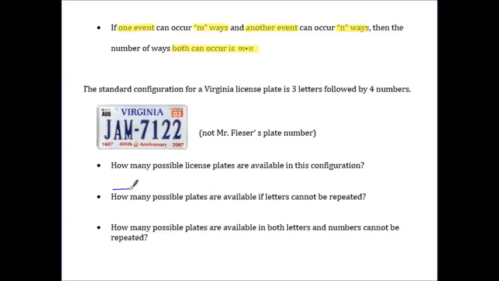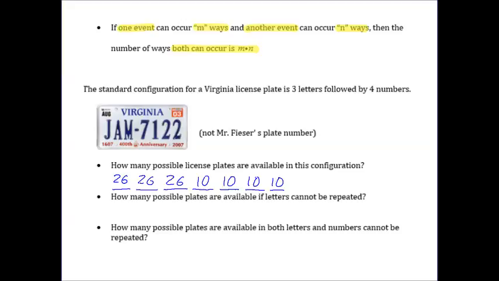For the first letter, we have 26 different possibilities, right? And then the same is true for the second letter and for the third letter. And then we start with our numbers. We have numbers from 0 to 9, so that means 10 different numbers. And we have 10 different possibilities for the next number, and for the third, and for the last. These are all the different possibilities we have for each one of the places of this number plate.